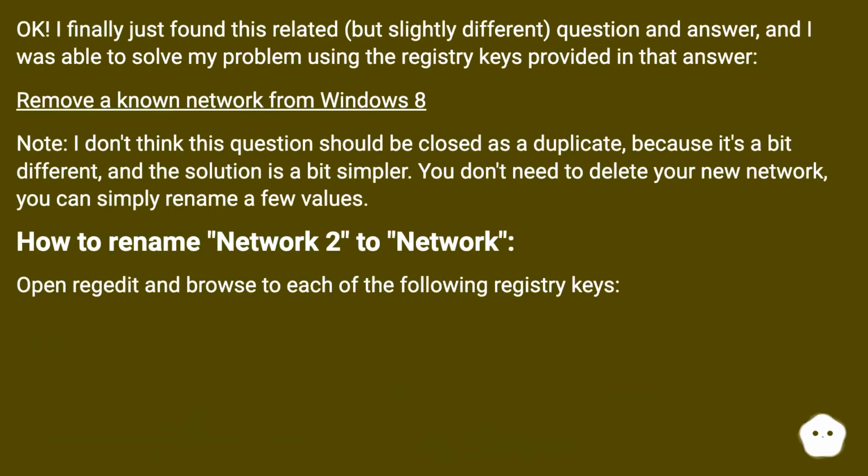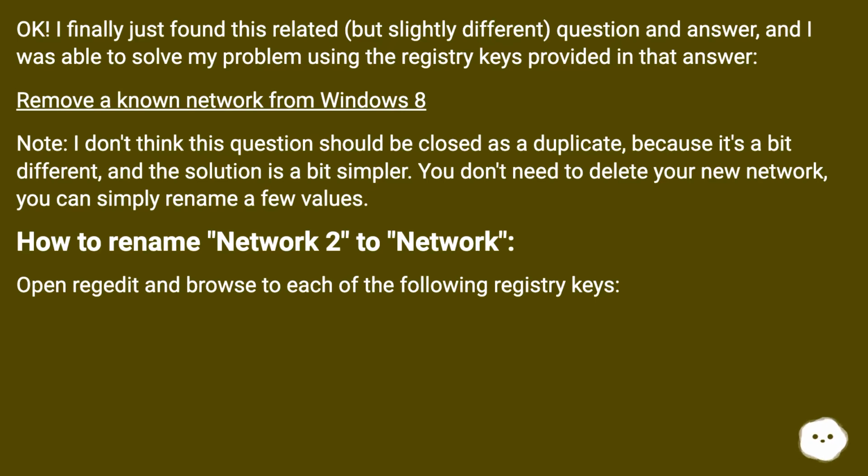Okay, I finally just found this related, but slightly different, question and answer, and I was able to solve my problem using the registry keys provided in that answer: Remove a known network from Windows 8. Note, I don't think this question should be closed as a duplicate, because it's a bit different, and the solution is a bit simpler. You don't need to delete your new network, you can simply rename a few values. How to rename Network 2 to Network?